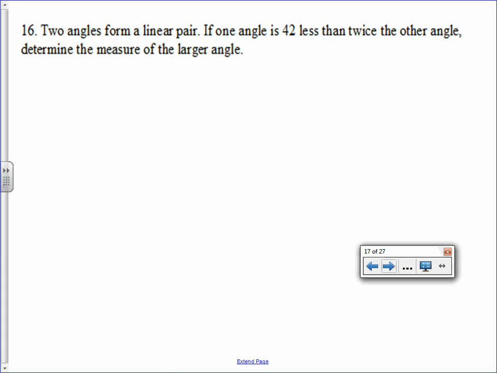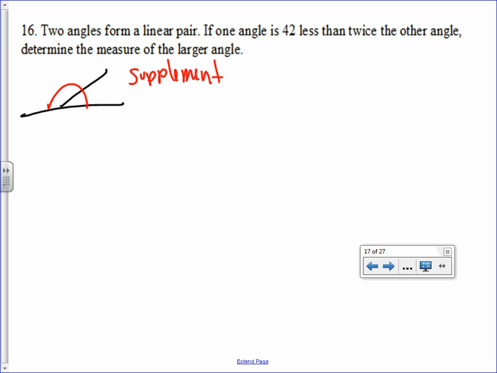Two angles form a linear pair. You need to know that a linear pair looks like this. And you need to know that a linear pair is supplementary, which means it adds to equal 180.